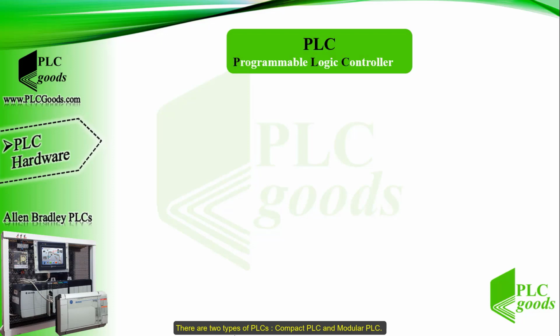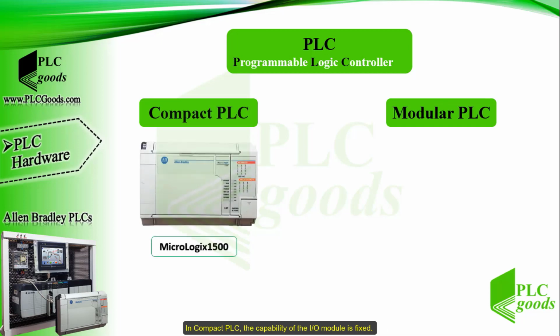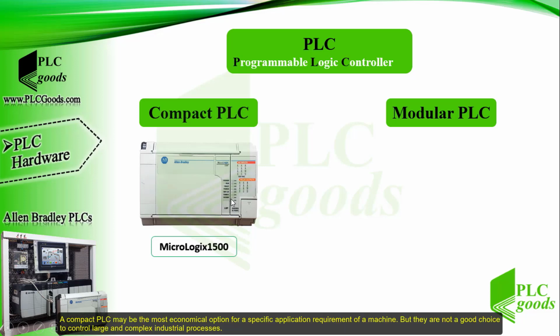First, let me introduce my PLC hardware. There are two types of PLCs, compact PLCs and modular PLCs. In compact PLCs, the capability of the I/O module is fixed. In compact PLCs, power supply, CPU module, and some input-outputs are integrated together, like my MicroLogix 1500 PLC. A compact PLC may be the most economical option for a specific application requirement of a machine, but they are not a good choice to control large and complex industrial processes.